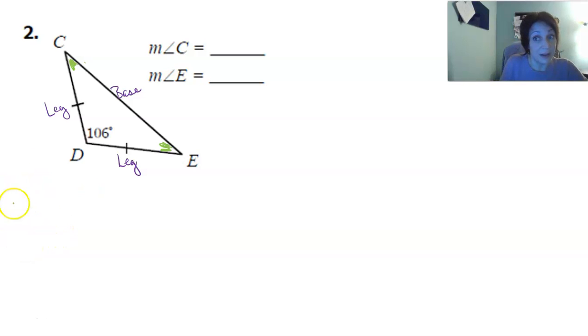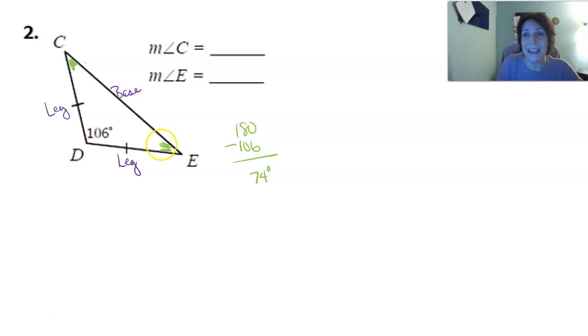I know I have 180 degrees in this triangle. That's all there is. I got 180 degrees, right? So I can do 180 and say, well, let's see what's left. 180 minus 106, that leaves me with 74 degrees. There's only 74 degrees left, and it's divided in some way between these base angles.